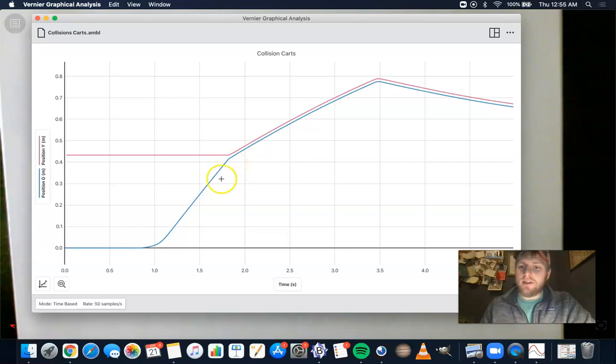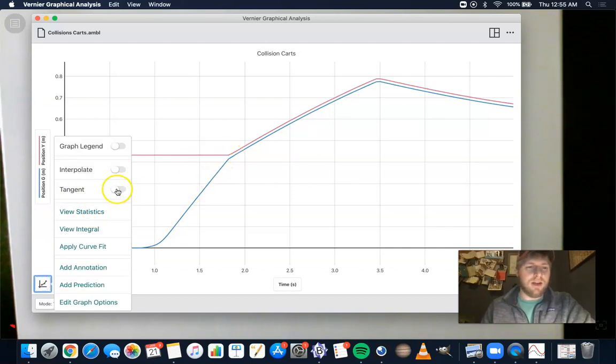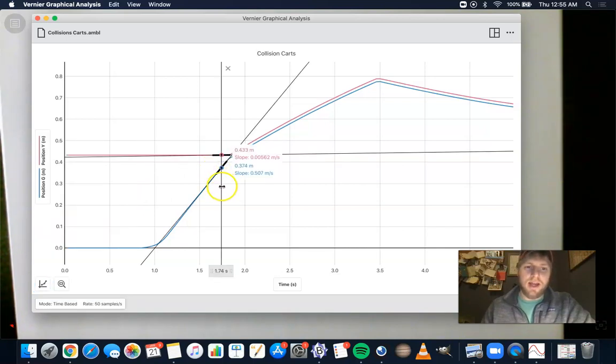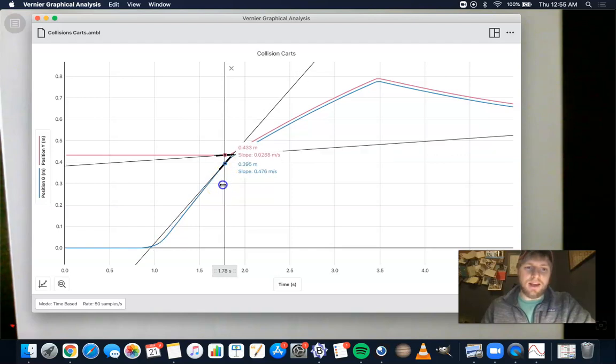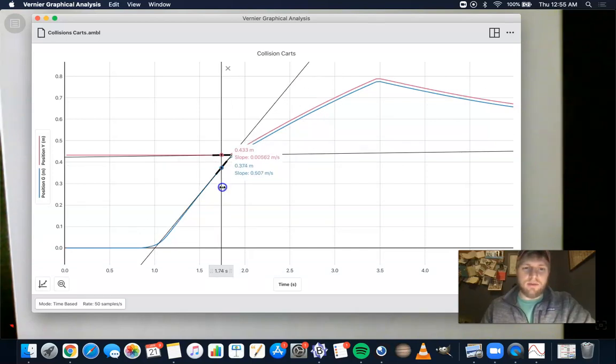So take a look. What we can do is find the velocity beforehand by taking the slope of this line just the moment before it hits. Remember, we can do that in a couple of ways. Perhaps the easiest way is to use the tangent tool. We want to get that as close as we can before we see it change at the collision site, so somewhere in that neighborhood. In a moment we'll switch to the velocity. It looks like it was about 0.5 meters per second. We'll get the precise value in just a moment.